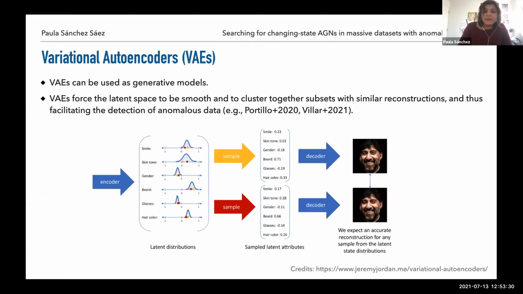And the main advantage of doing this is that we can use these models as generative models, because we can sample different vectors for the latent space and generate different representations every time. And also this allows the variational autoencoder to have a latent space that is smoother and that clusters together sources with similar properties, which is not the case all the time with autoencoders. So in this case, we can use this kind of latent space for anomaly detection.